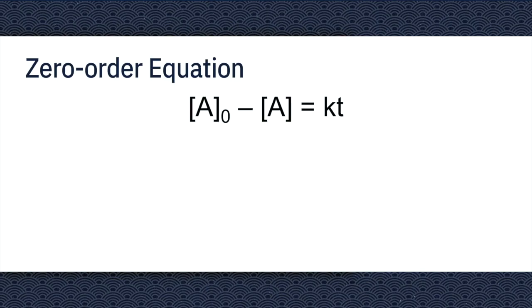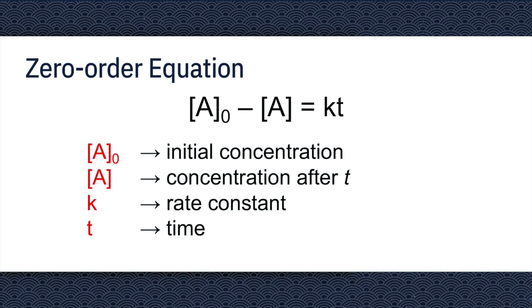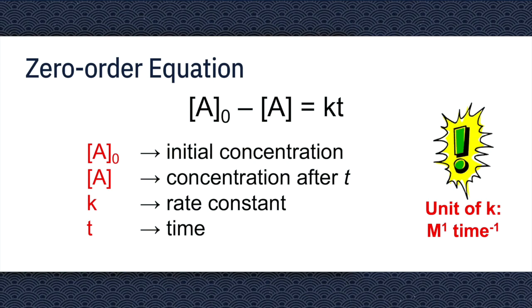Firstly, we have the zero-order equation A0 minus A is equal to kt, where A0 is the initial concentration, A is the concentration after a period of time, k is the specific rate constant, and t is time. In this structure, k is a constant that has a unit of M raised to 1 times time raised to negative 1.